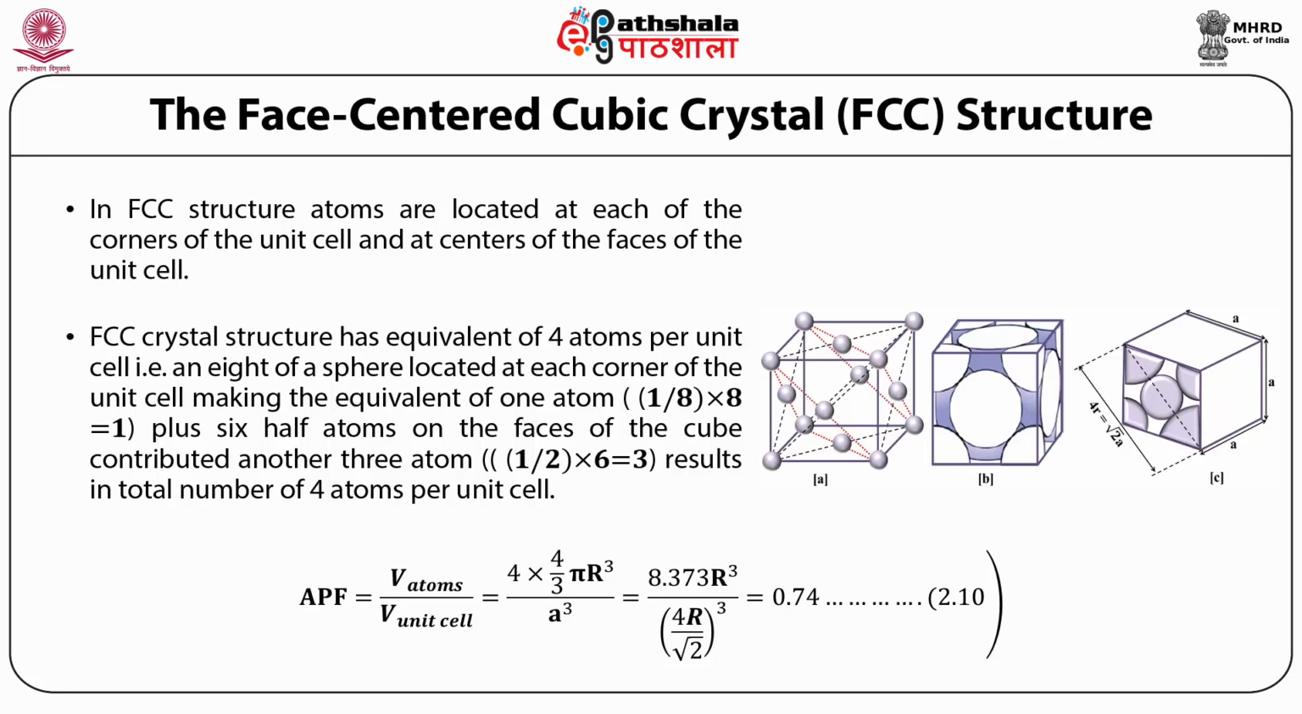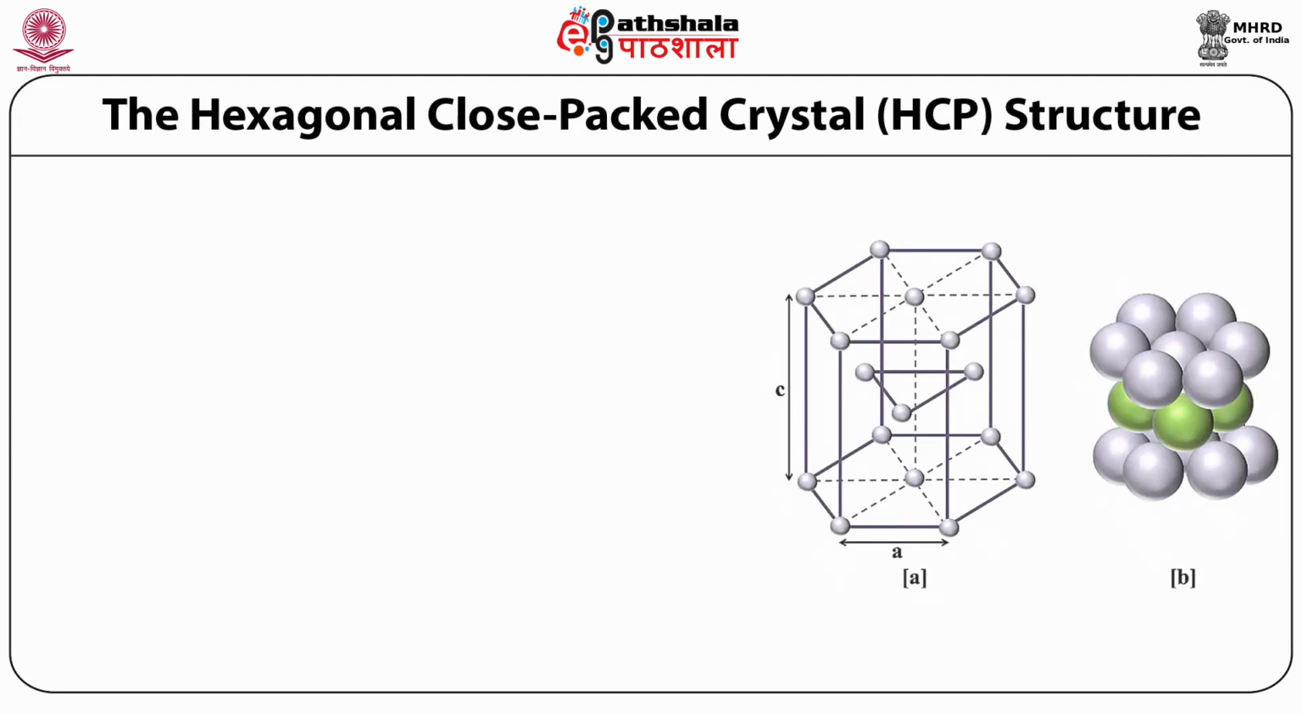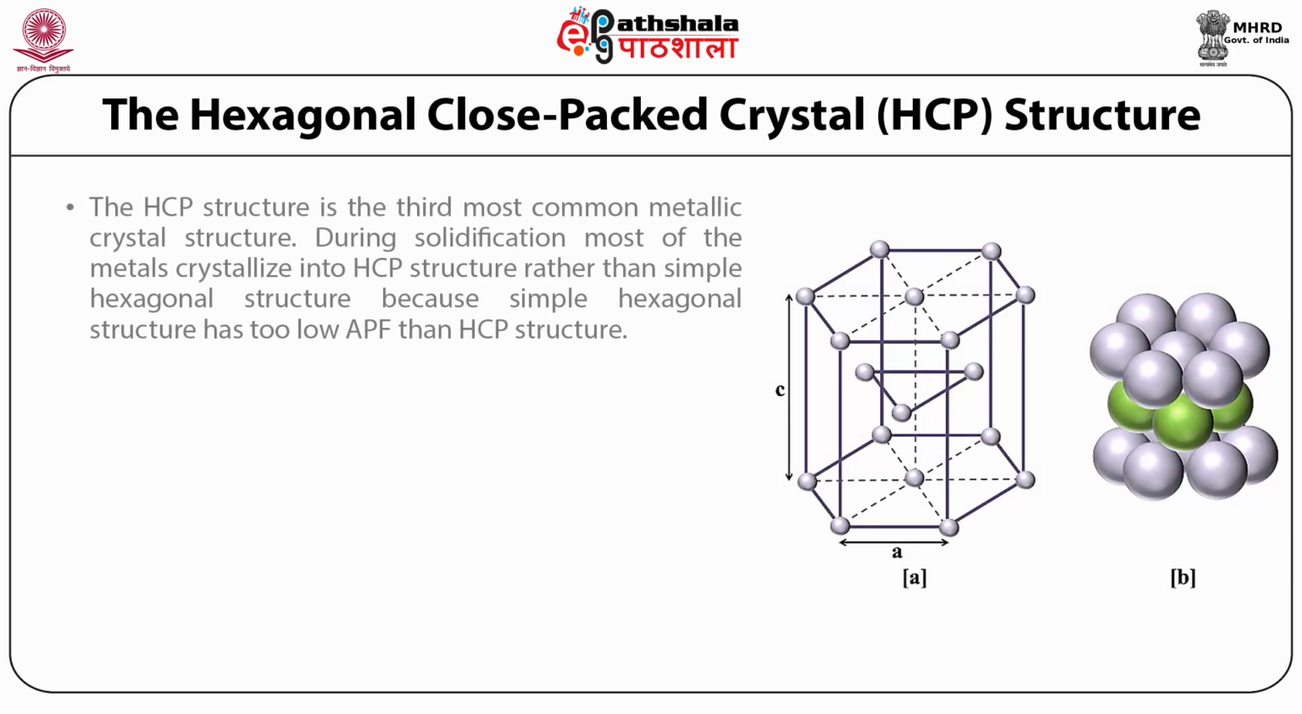Various metals such as copper, lead, aluminium, nickel, etc. have FCC crystal structure. The hexagonal close packed crystal or HCP structure. The HCP structure is the third most common metallic crystal structure as shown in the figure below.